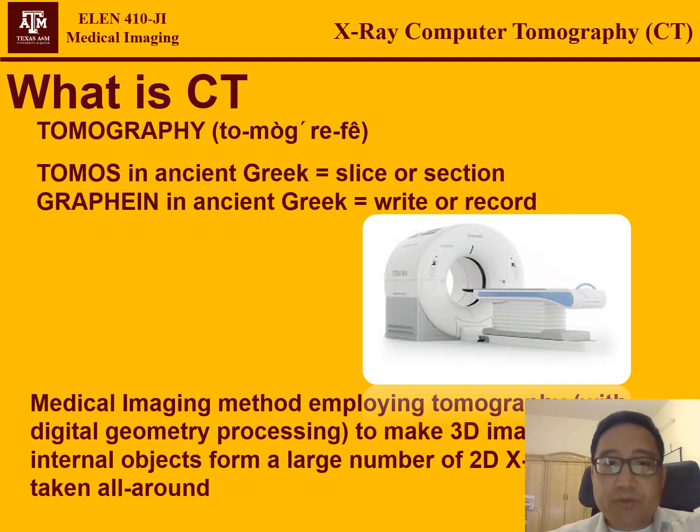CT stands for computer tomography. Tomography has two parts. Tomo is a Greek word which means slice or section of something. Okay, you cut a bread, that is slicing. And graphy means write or record. So photograph, photography means the art to record a photo.